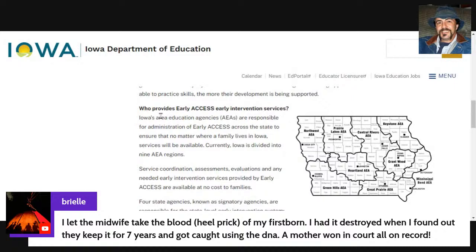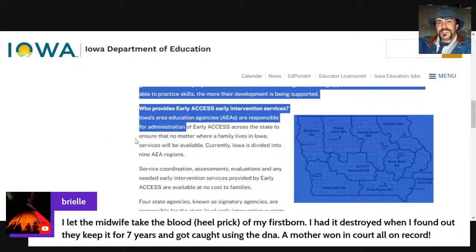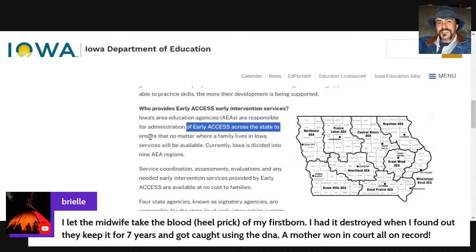Iowa's area education agencies are responsible for administration of early access across the state. Again, if early administration is the infant to 3-year-old and they don't enter school until 5, why is the education system the administrating agency? I have serious questions.